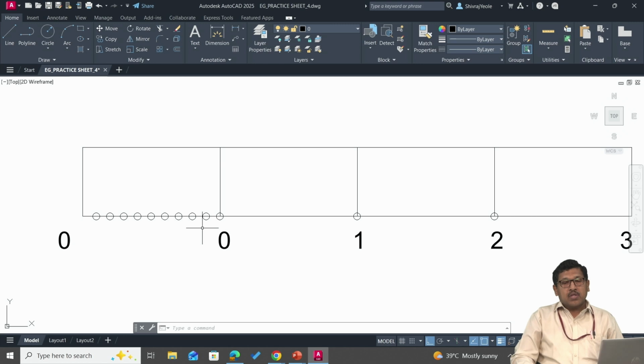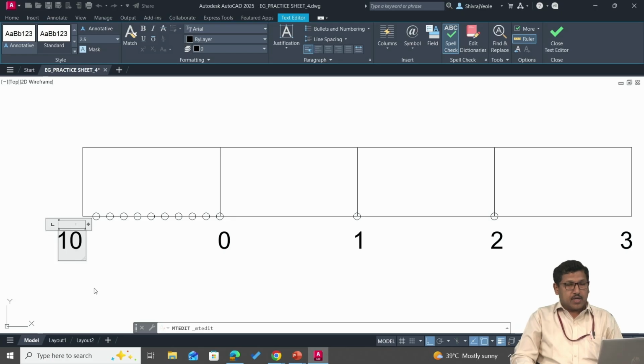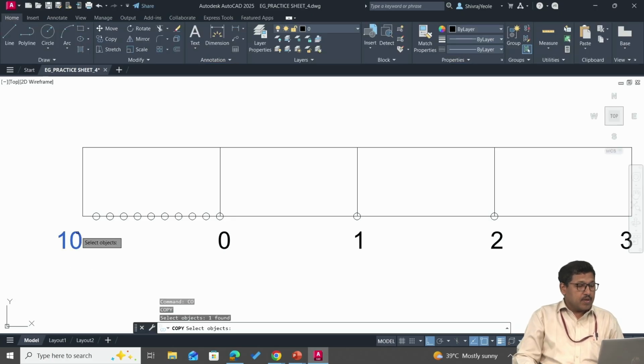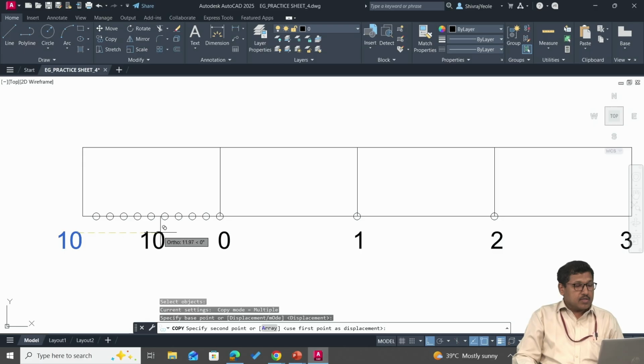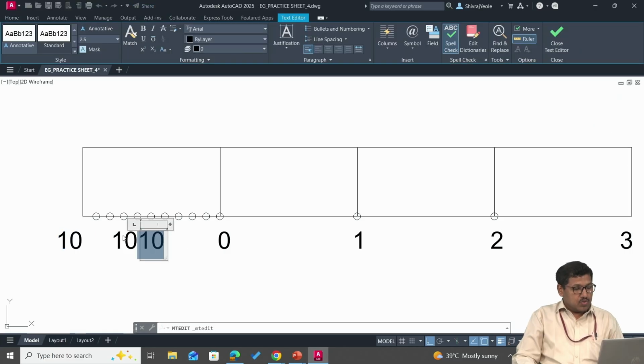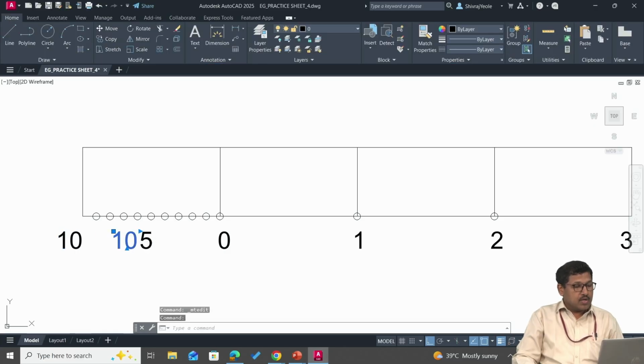So the numbering on the first division on the left side of 0 should be like 1, 2, 3 and so on. So I'll double click on the 0 and type it as 10. I'll copy the same and place it at 5th division as well as 6th division. So I'll change this to 5 and the other one as 6.